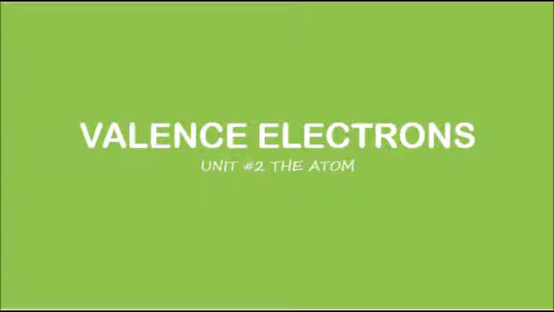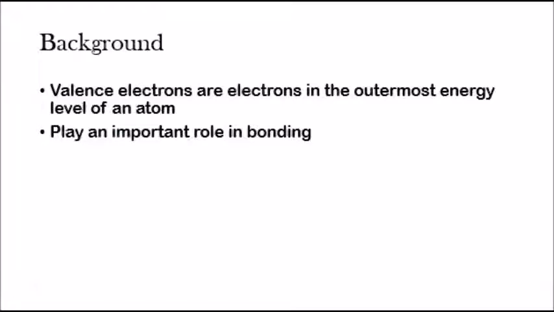In this video, we're going to be talking about what valence electrons are and how they relate to electron configurations. Valence electrons are the electrons in the outermost energy level of an atom, and they play a very important role in bonding. That's literally all you have to know about valence electrons right now. In the bonding unit, we're going to be really focusing on valence electrons, but for now, just know that valence electrons are the electrons in the outermost energy level of an atom.